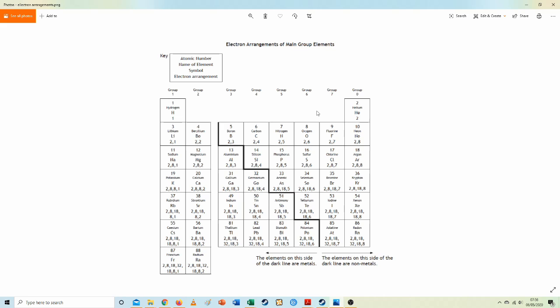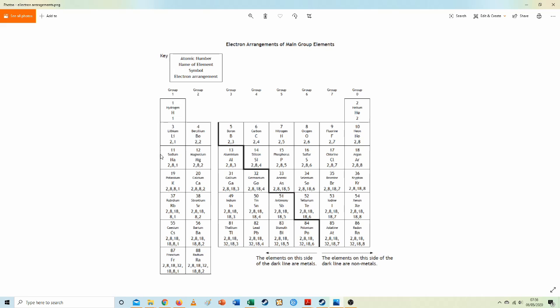So what we've got here is our electron arrangements for the main group elements, and really when we're talking about bonding, a lot of the time we're going to be talking about these. Now what you'll notice is we have completely avoided the transition metals. So the transition metals are gone from this particular periodic table, and there's actually a really good reason for that. And the reason is valency.